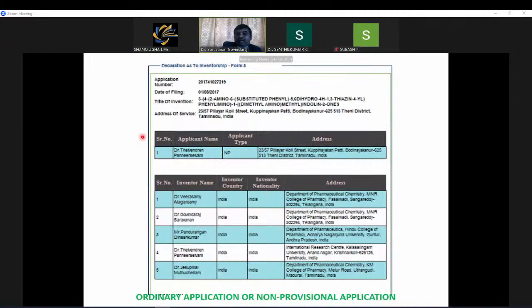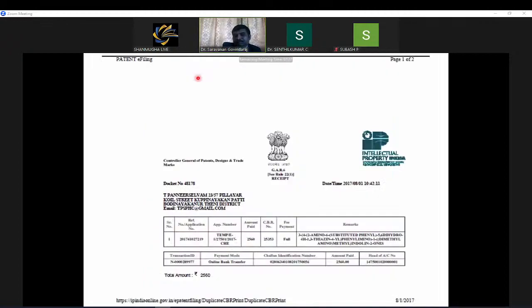So this is the data you will get: your names, inventor, country, their nationality, and their address. Okay, so this is a non-provisional application that you will get. This is the title of the invention. When you have filed an application, your application number will come here. And this is the fee details, what you are paying to Intellectual Property India when you are e-filing.